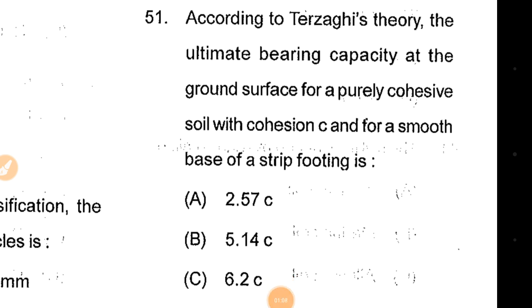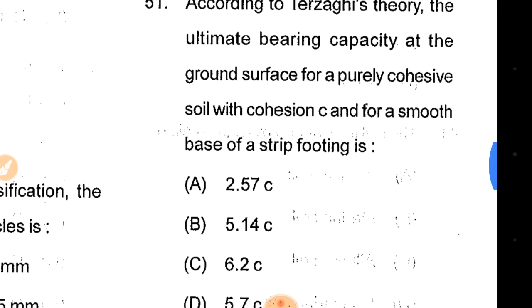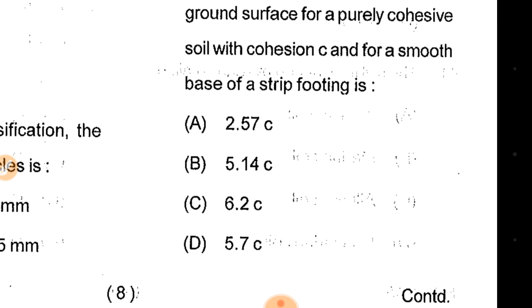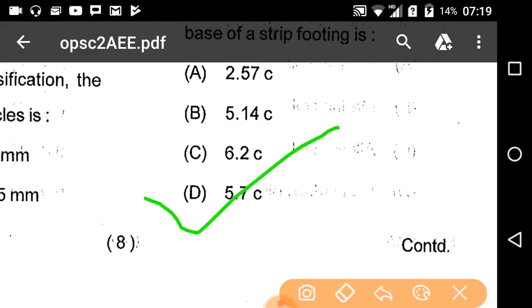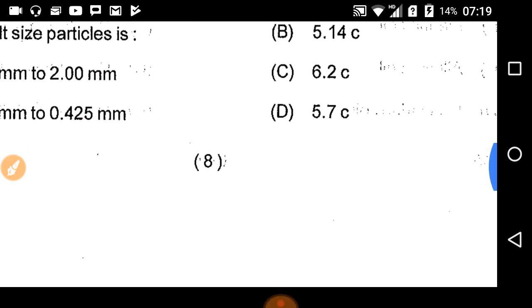According to Terzaghi's theory, the ultimate bearing capacity at the ground surface for a purely cohesive soil with cohesion C, for a smooth base of a strip footing is: 2.57 C, 5.14 C, 6.25 C, 5.7 C. So your correct option is D, 5.7 C. Okay, that is option D will be the correct answer.